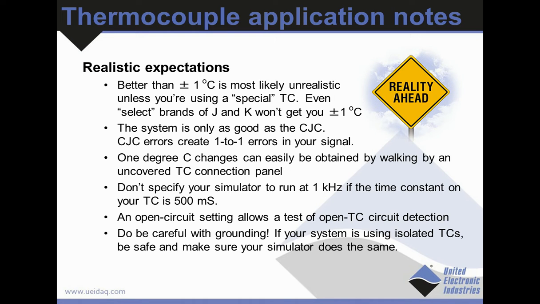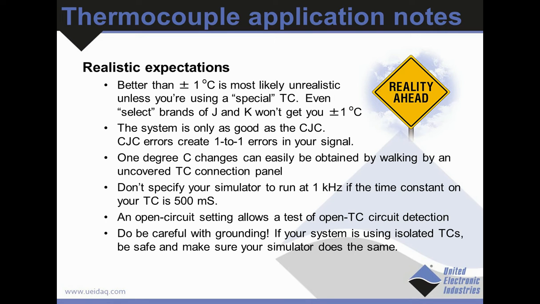So one of the things I like to chat about in thermocouples is we run into people all the time that, at least we feel, have possibly unrealistic expectations of what you can get from a thermocouple. Achieving accuracy better than plus or minus about 1 degree C is very difficult unless you're using very, very special thermocouples and very, very special measurement equipment. And you have to remember also that the system's only as good as the CJC. If your CJC measurement has a 1 degree C error, your total system is going to be off by 1 degree.